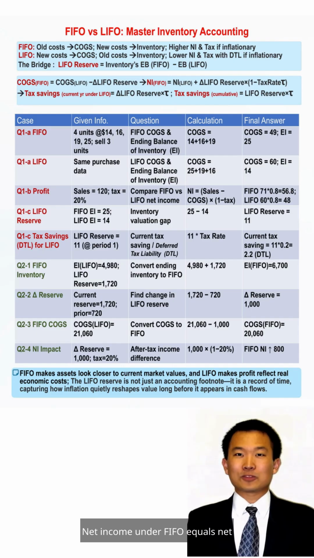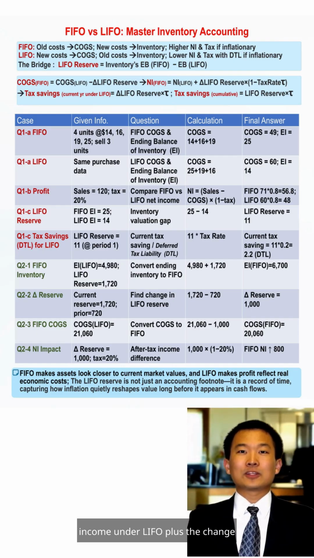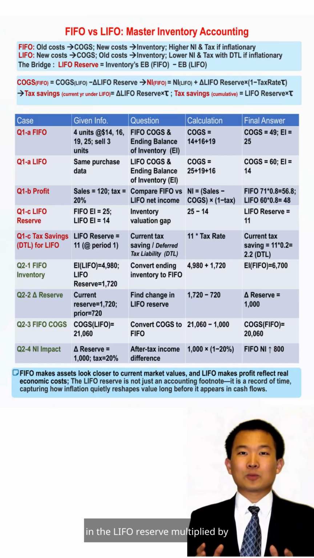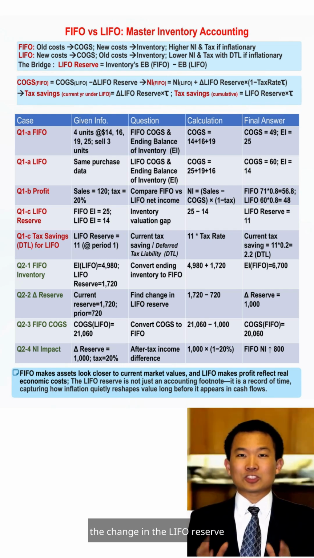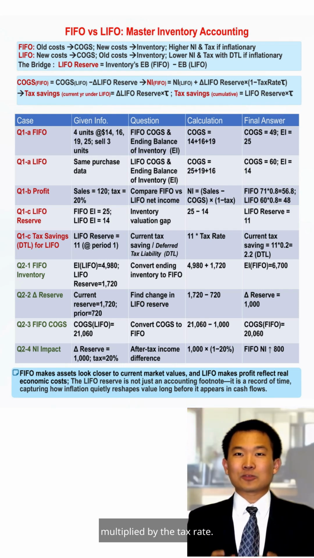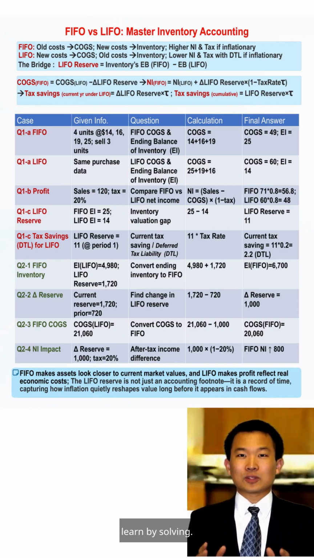Net income under FIFO equals net income under LIFO plus the change in the LIFO reserve multiplied by 1 minus the tax rate. Using these relationships, we can calculate that the tax savings from LIFO for the current period equals the change in the LIFO reserve multiplied by the tax rate. Now let's use some problems to learn by solving.